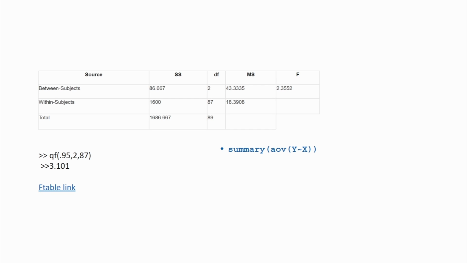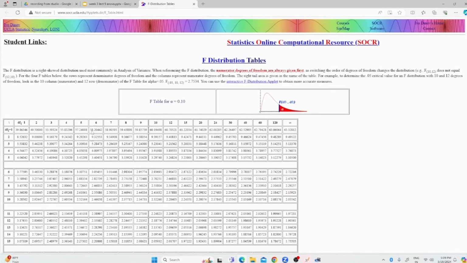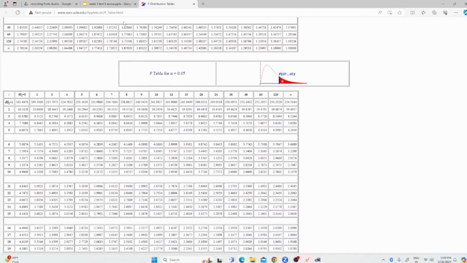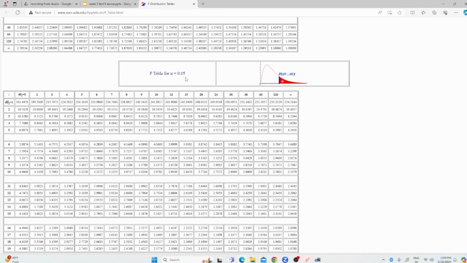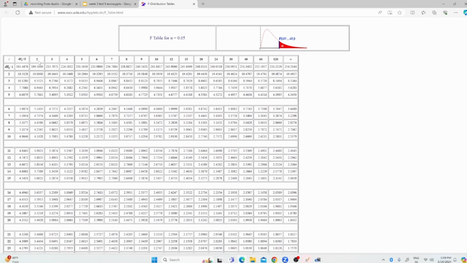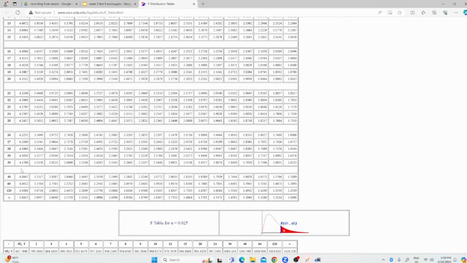Now, as we told you earlier, on paper and pen what we do is we just get the F value and then we go to the table, F value for degrees of freedom 2 and 87. We look at the degrees of freedom 2 and 87 and alpha 0.05. The numerator is 2 and the denominator 87 will be somewhere here.